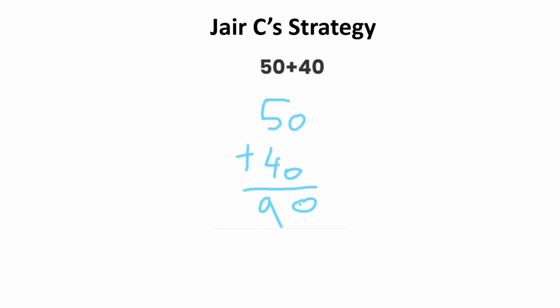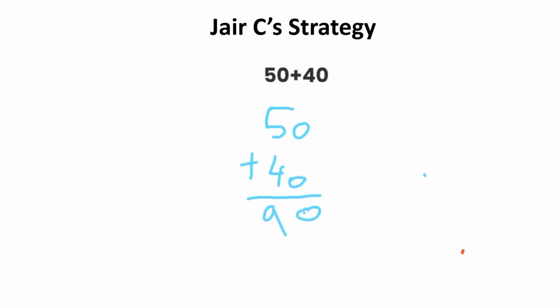Jair C. solved it in a different way, but I wonder if we can further understand how we are all adding these groups of 10. Let's hear from him now. 0 plus 0 is the same as 0. 5 plus 4 is the same as 9. So what's the answer? 90.